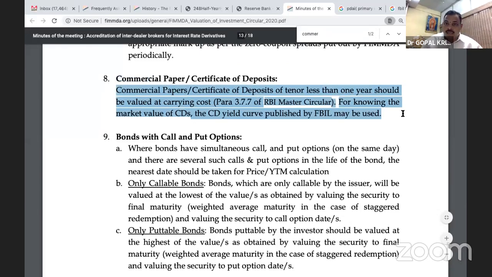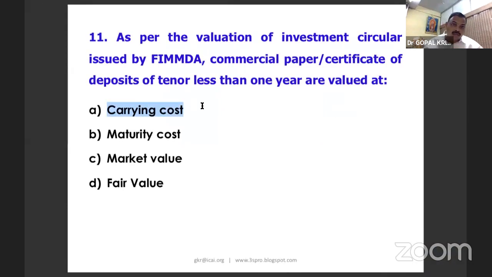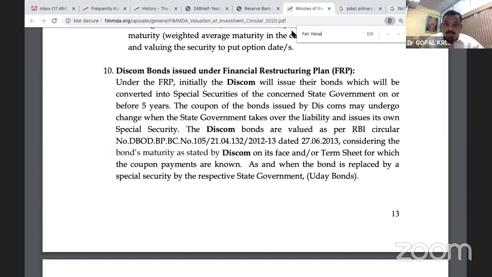Commercial paper and certificate of deposit, generally they have a tenor less than 1 year. They should be valued at carrying cost. That means book value. So, we need not do any separate valuation. Book value itself is done. So, carrying cost. So, 11A. Nowhere does any of the things we should value at fair value? No fair value. For your kind information, so far FIMDA hasn't given any circular that investment should be valued at fair value.